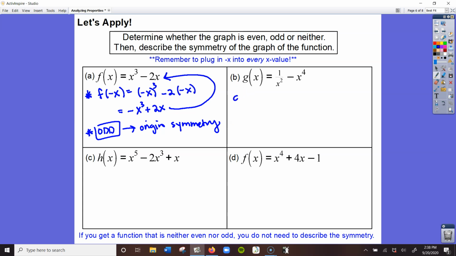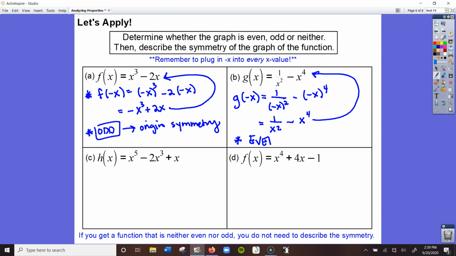Over here, if I'm testing whether this one is even or odd, again, you're going to plug in negative x. And we would have 1 over negative x squared minus negative x to the fourth. When you apply these exponents, because this is an even exponent, this will become positive. And then we have this minus. And then when you apply this exponent, that negative x will become a positive x to the fourth. And again, when you compare to the original, we see that everything stayed exactly the same, exactly for even. This is an even function, and all even functions have y-axis symmetry.